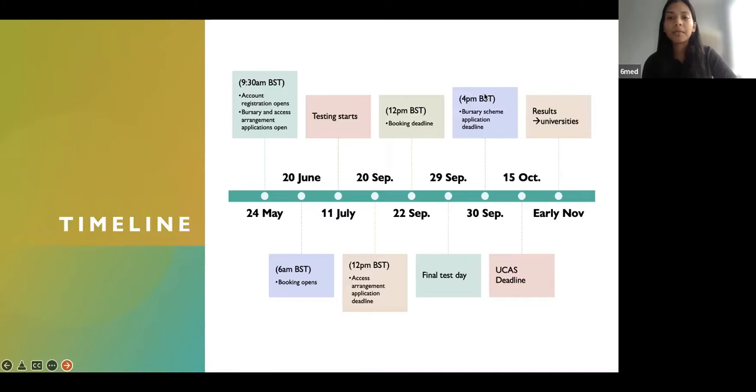And just for people who are thinking of applying for a bursary, the application deadline is on the 30th of September. And as we know, the UCAS deadline is on the 15th of October. So all of your medical admissions details will have gone through to your universities on that date. And in early November, your UCAT results should go directly to the universities. So you don't need to do anything. You do get a copy of your own results, but your results also get sent directly to the uni, so you don't need to contact them.